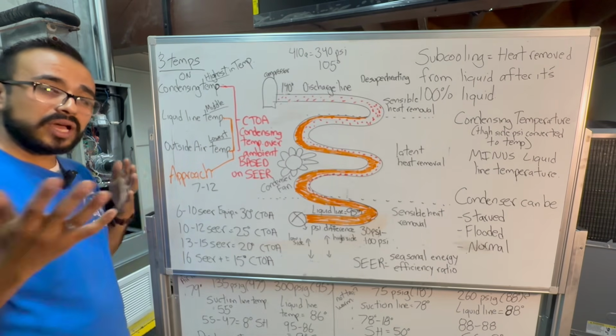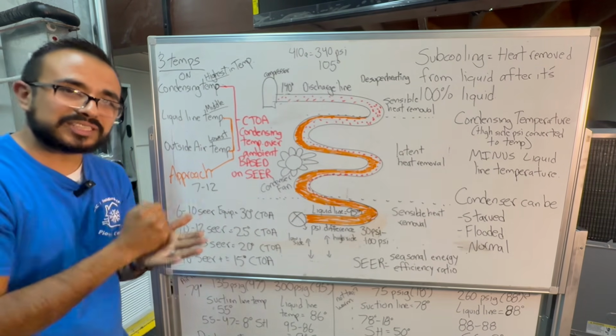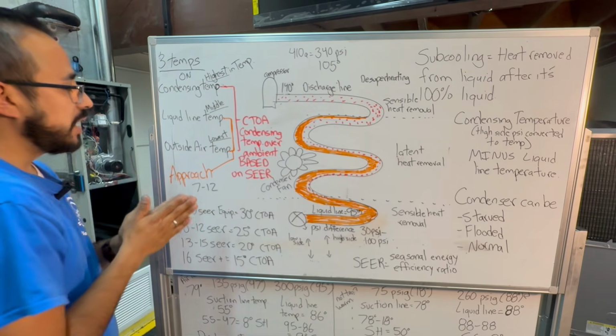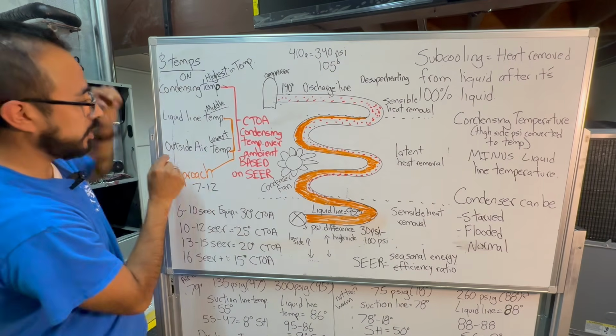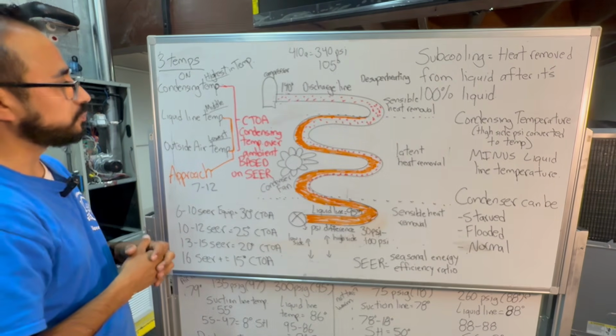That tells us that we have liquid going to the metering device, because the metering device needs liquid, not vapor, to be able to drop in pressure. And then the lowest temperature, at least in these three, is your outside ambient air temperature.